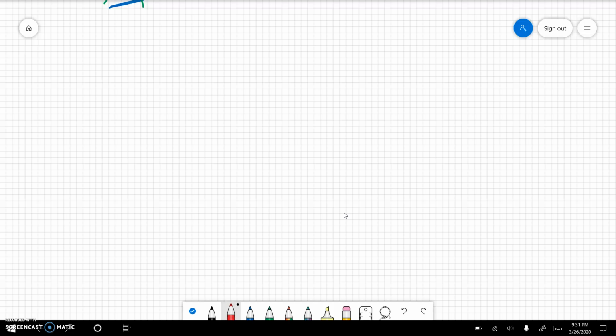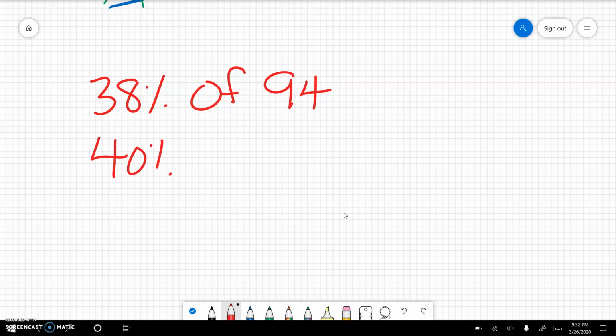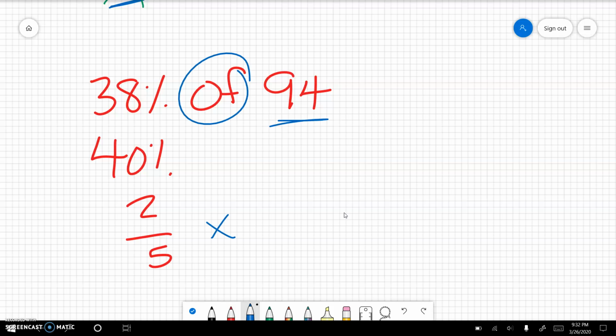I will do 38% of 94. Now, if I look at my chart, I can see that there is a 33 1/3% and there is a 40%. Well, 38% is closer to 40%, so I'm going to change this to 40%, and my chart already tells me what the fraction is. It's 2/5. Of needs to times, and now I'm looking for a number that's close to 94 that 5 goes into. Well, as a 6th grader, you should know that would be 95 over 1.